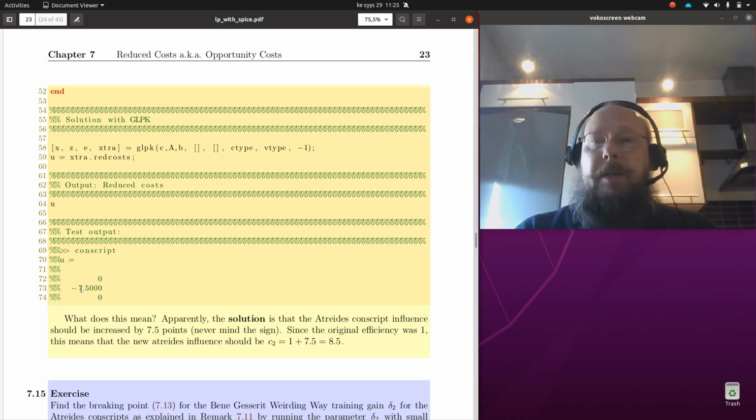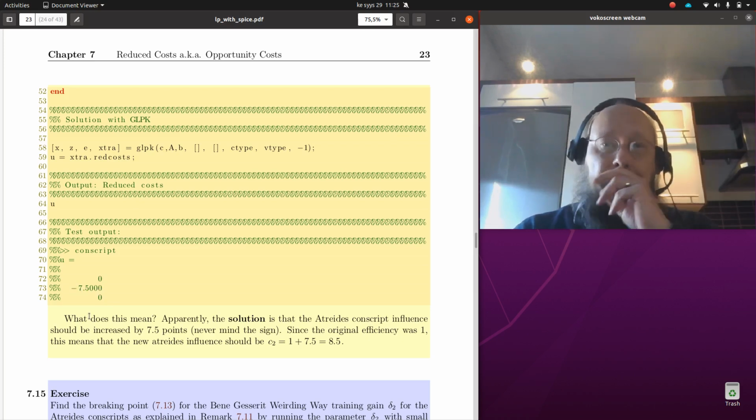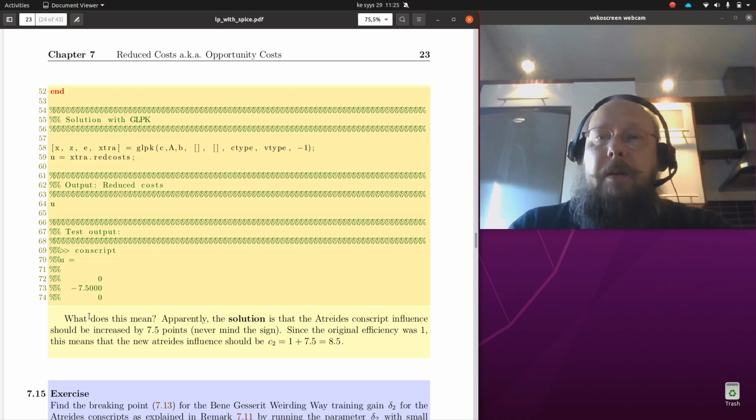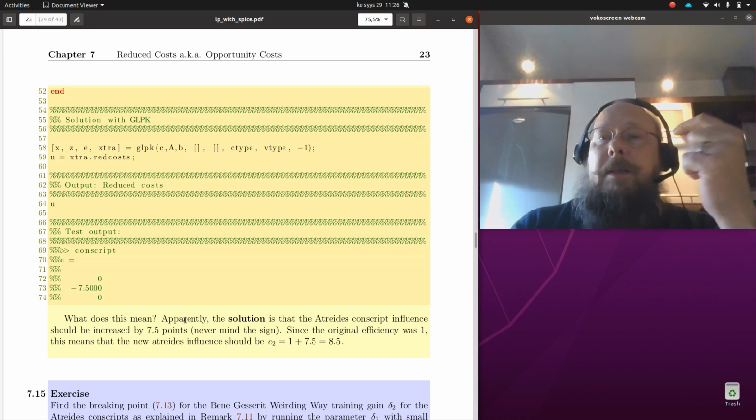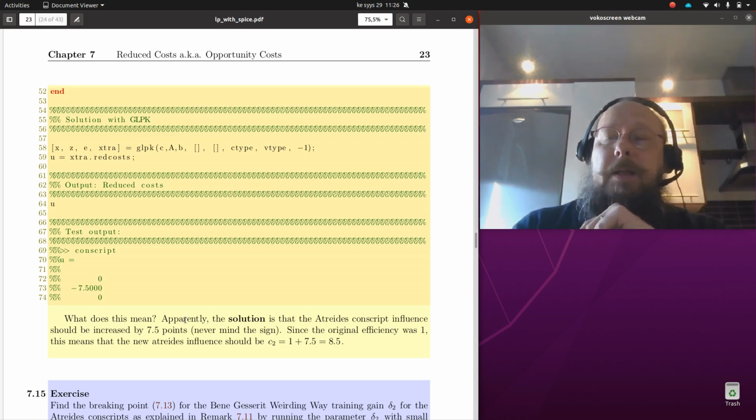I mean, in practice, you should always understand what the improvement means. Minus or plus should be clear. So in this case, it should be clear that 7.5 is the amount we have to increase Ci, in this case C2, in order to make the Atreides conscripts influential enough, efficient enough to have them in the rapid deployment force.